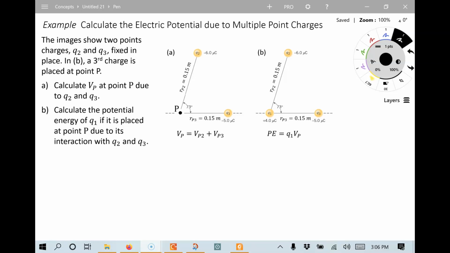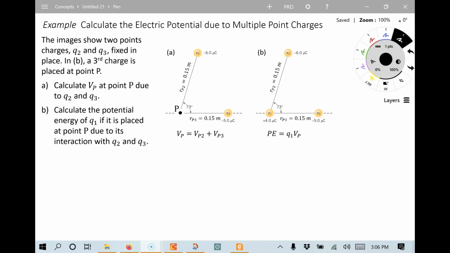So we are going to look and see how more than one point charge can contribute to the electric potential in the space around them. In this problem, we're going to look at one particular point, point P, and we're going to calculate the electric potential due to charges Q2 and Q3 at point P.